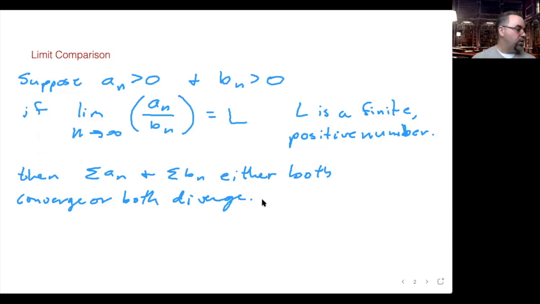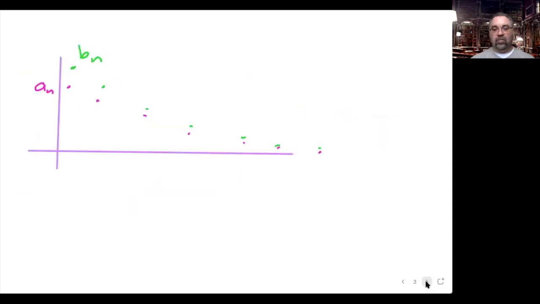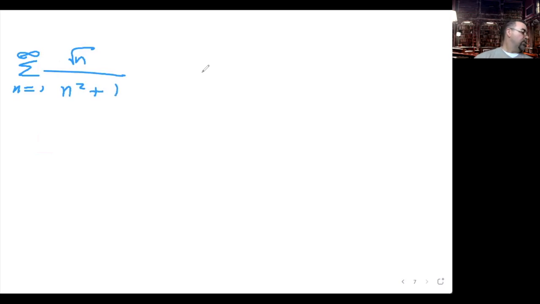So what we need to do here is see what happens if we have a series and we compare it using the limit to a different series. My example for this one is this: I have the square root of n over n squared plus 1.